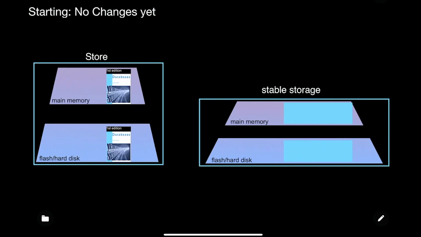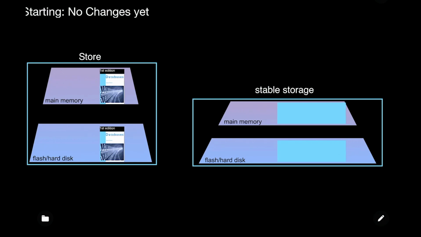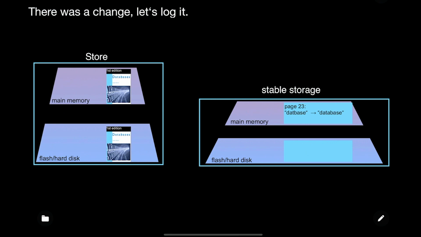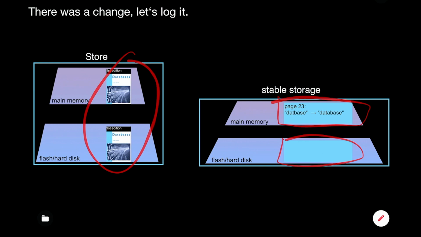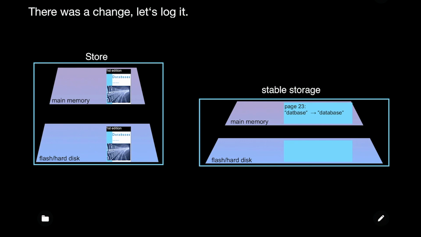For example, let's assume that is our initial situation. We have edition 1, the first edition of a book, and we have it in flash or on the hard disk, whatever, and in main memory. And now you want to make changes. So how do you make changes in logging? You record the change in the log file. Here it's only in main memory. It's not persisted yet, as you see here. But you don't touch anything in the store. You just keep the entry in the log, and the log is for the moment just in main memory.